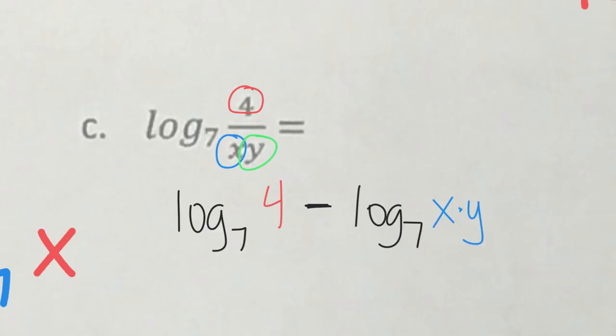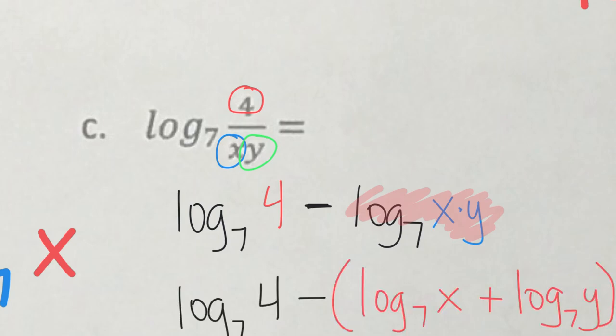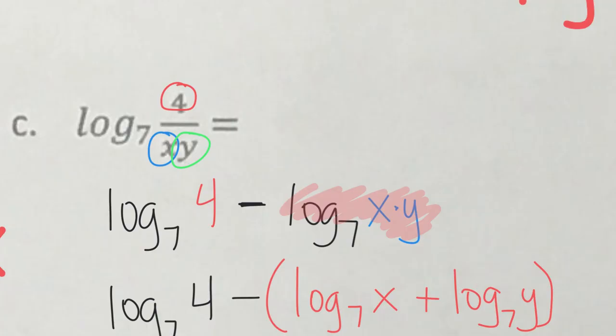And now we have this multiplication going on over here. So we're going to change our multiplication into addition. So now if we want to get rid of parentheses, that means we have to distribute this minus into here also. Okay, so once we do that, if we distribute that minus, then we have log base 7 of 4 minus log base 7 of x minus log base 7 of y.